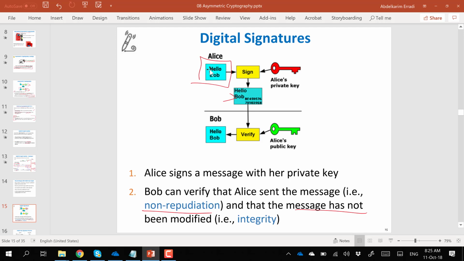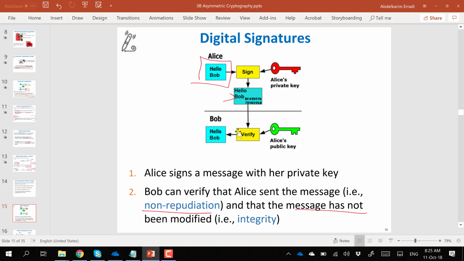So in here, I decided not to encrypt the message. It's not critical. I'm just saying, hello, Bob, and here is the signature to make sure it's coming from me. And along the way, nobody will change it. So here, we are saying hello, Bob, and we are adding the signature.